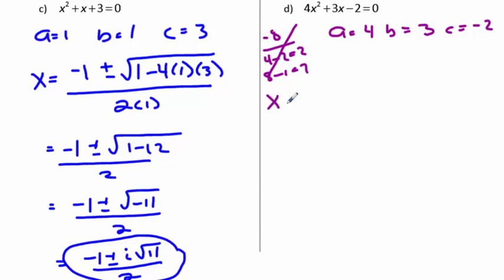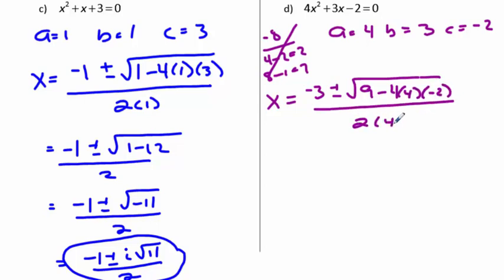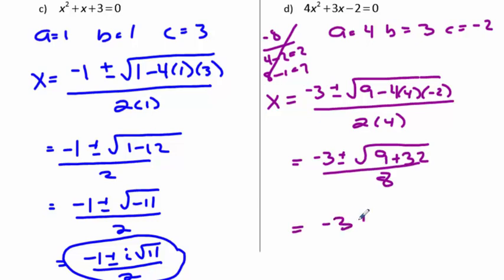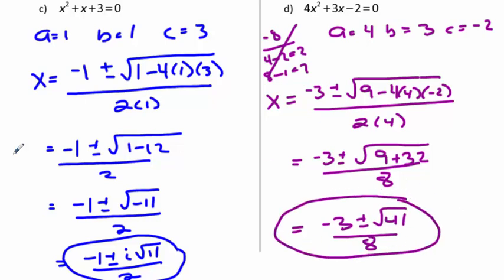So we have x equals negative 3 plus or minus the square root of 3 squared, which is 9, minus 4 times a, which is 4, times c, which is negative 2, all divided by 2 times a, 4. So we've got negative 3 plus or minus the square root of 9, and then 4 times 4 times 2 is 32, two negatives, so it's going to be plus 32, over 8. So I've got negative 3 plus or minus the square root of 41 over 8. The square root of 41 cannot be simplified, so that's my final answer.